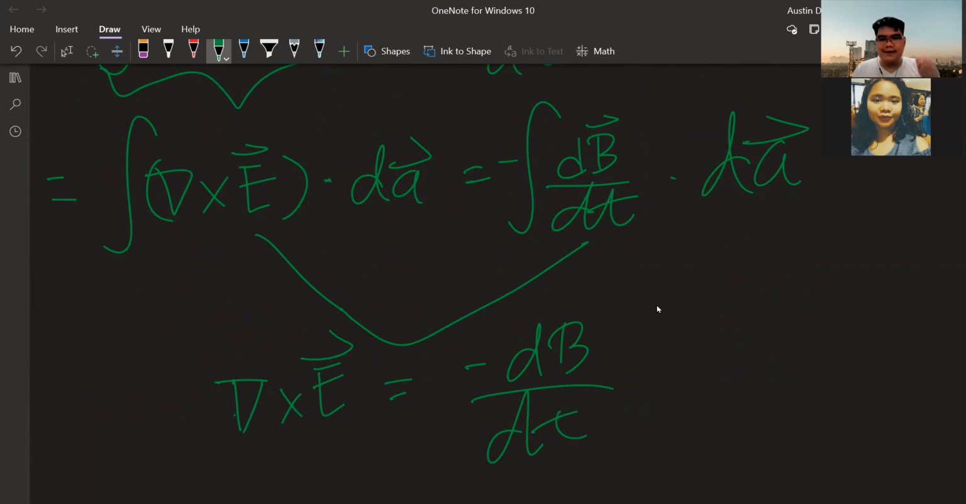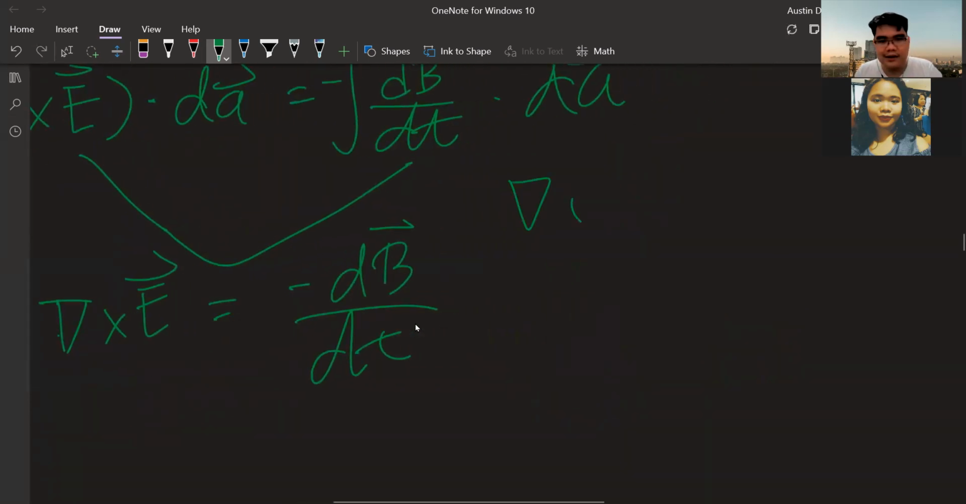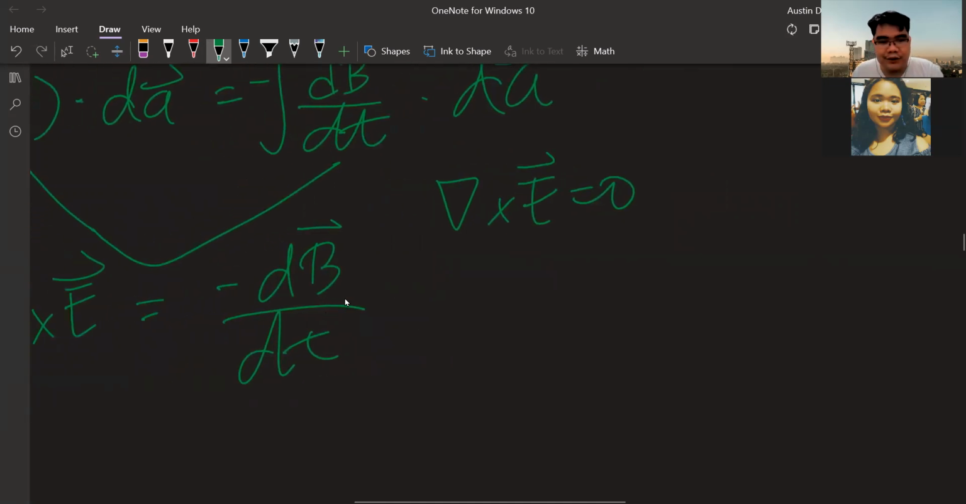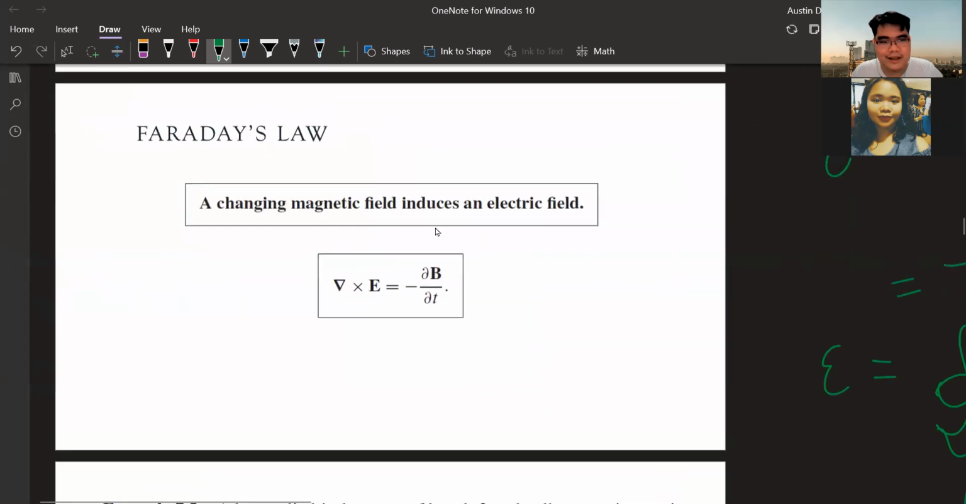The curl of E now is nice. Okay, kung naaalala nyo sa electrostatics, we know that del cross E is just 0. Pero now we're no longer using electrostatic fields. So yung magnetic field can change, therefore this is non-zero. So we have this term. Okay? So that is Faraday's law.